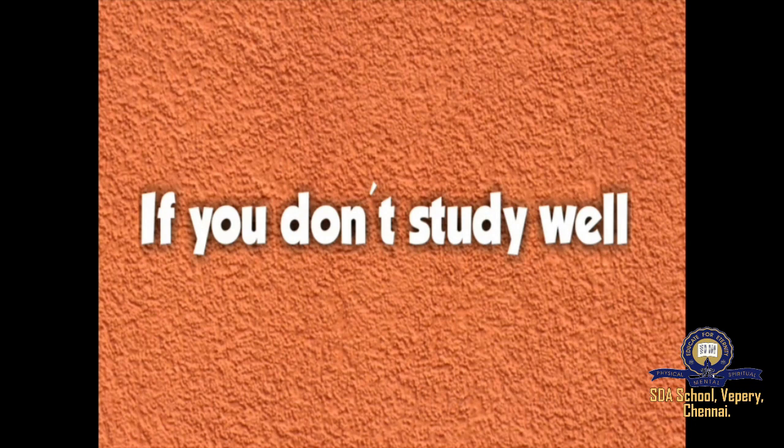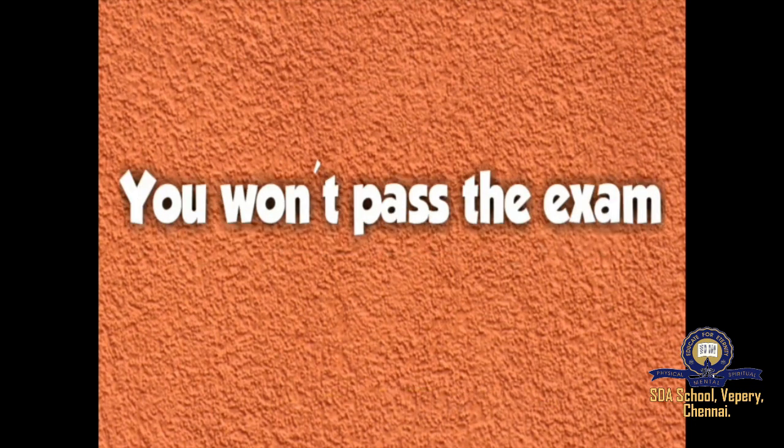Now see, you won't pass the exam. This sentence has a complete thought, right? You won't pass the exam. It gives a complete thought. It has a subject and predicate. Also it has a complete thought. So therefore it is called an independent clause.